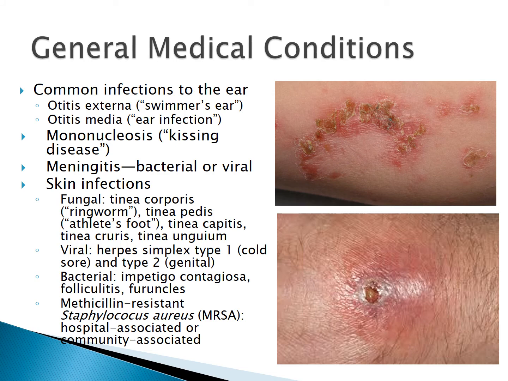Methicillin-resistant Staphylococcus aureus, or MRSA, is a type of staph infection that is proven to be resistant to several common antibiotics. MRSA was traditionally a hospital pathogen. However, it is more commonly found in other community settings and is now described as either hospital-associated MRSA or community-associated MRSA, which is more targeted to the athletic population.